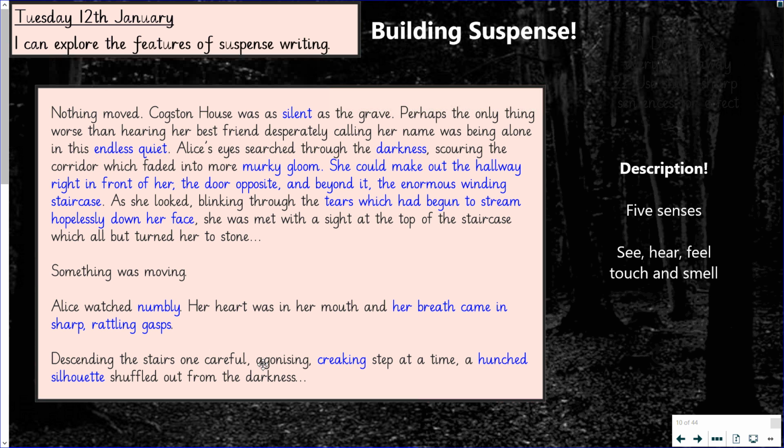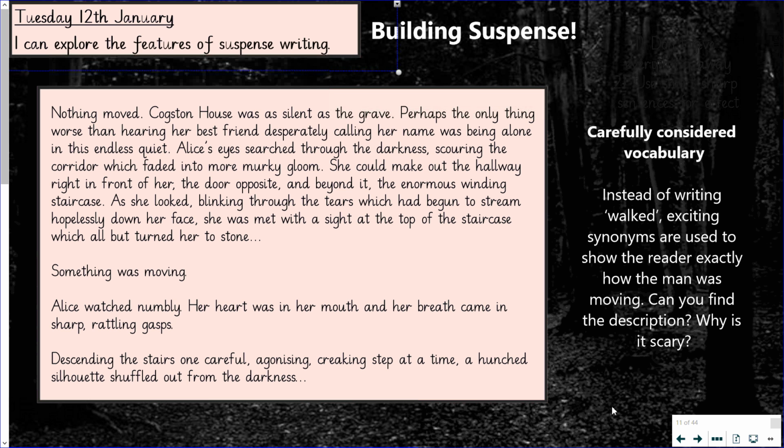Descending the stairs, one careful, agonizing, creaking step at a time. Creaking is the noise, isn't it? So what you can hear. A hunched silhouette shuffled out from the darkness. That's what you can see. And again, the vocabulary choice there is really effective, isn't it? By saying a hunched silhouette, as in like the shadow, that's much more effective than just explaining exactly what it is. It gives us a clue, it doesn't tell us the answer.